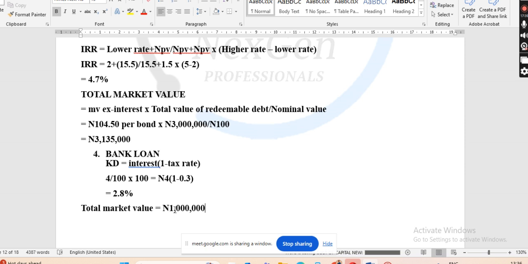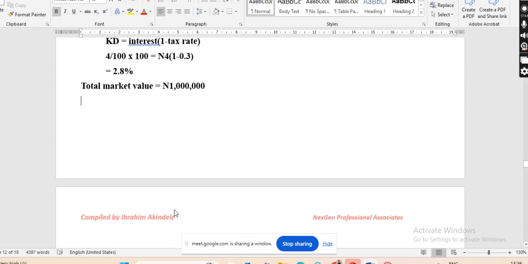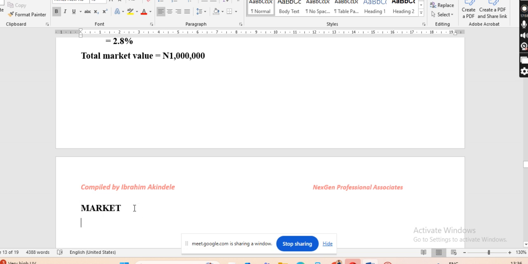So if this is established, the next thing is to calculate WACC, which is your market value weighted average cost of capital that they say you should calculate. Let me bring it down. Prepare to give me the formula for calculating WACC.